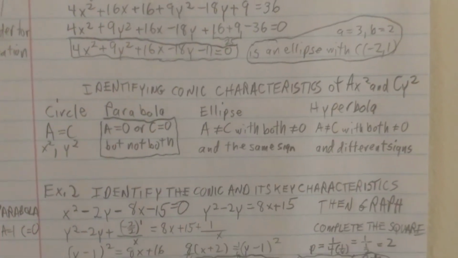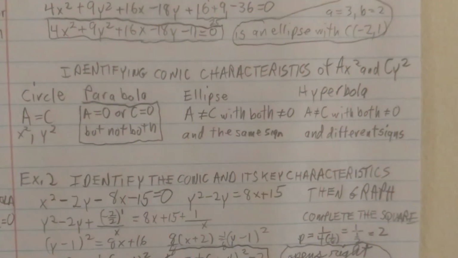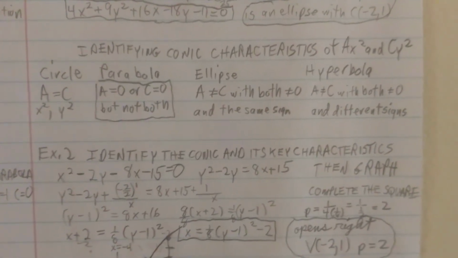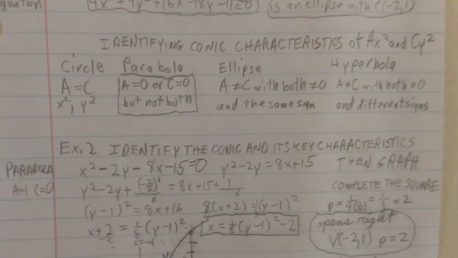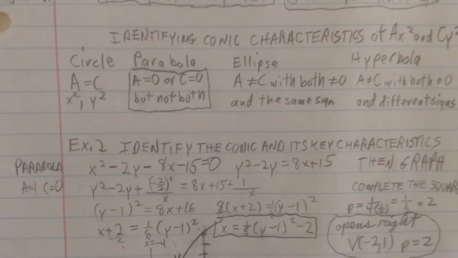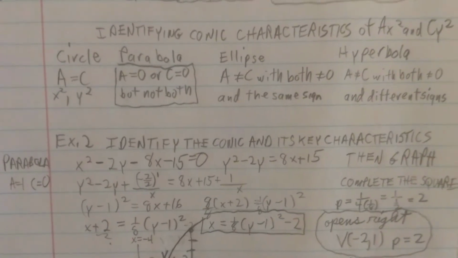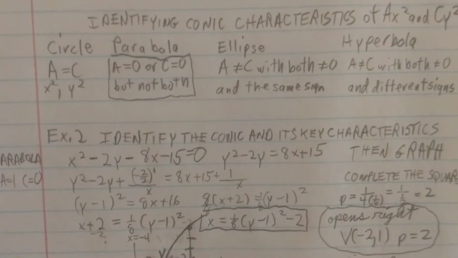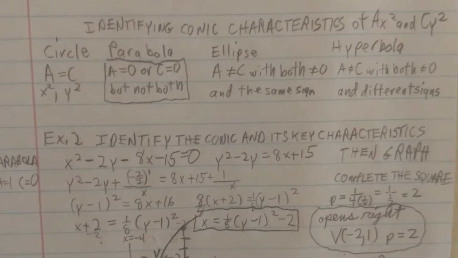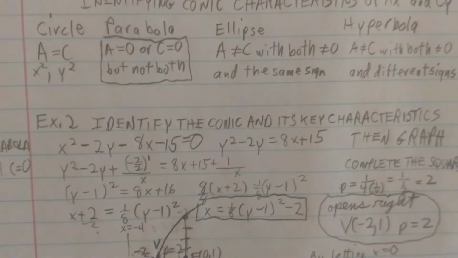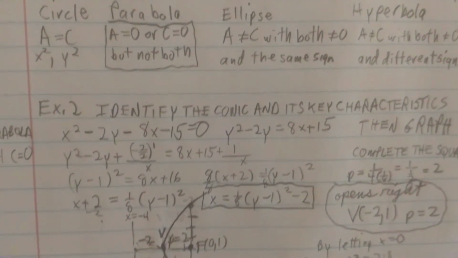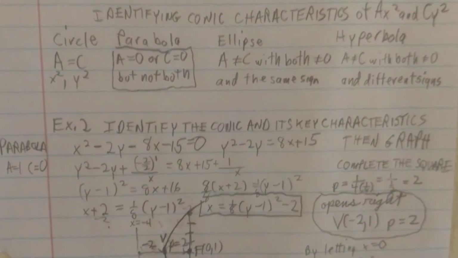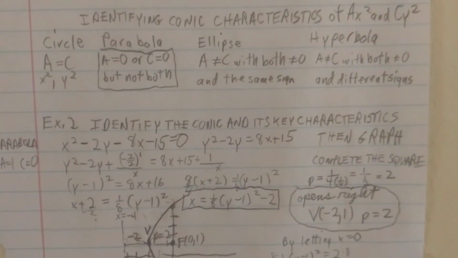Now the next thing we're going to do is identify the conic characteristics of ax squared and cy squared, and see how they differ between the 4 different types. To be a circle, a has to equal c. In other words, x squared and y squared have to have the same number in front of them. To be a parabola, a has to equal 0 or c has to equal 0. That means we either don't have an x squared or we don't have a y squared, but not both. So I can only have an x squared or I can only have a y squared.